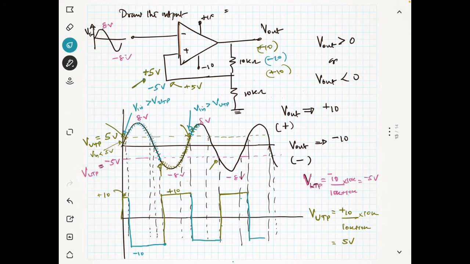So this is the Schmitt trigger. I hope this is clear to you. Now you should understand that the pulse width of the pulse depends upon the difference between VUTP and VLTP.